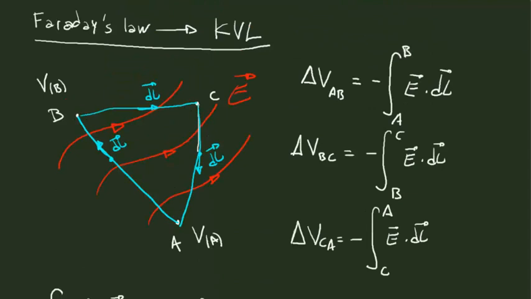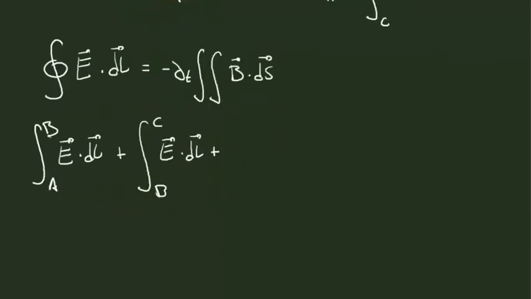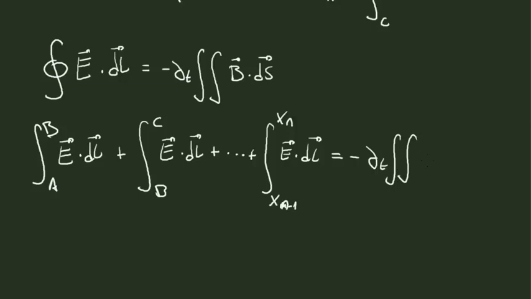In this example I only used 3 branches to close the loop, but clearly I could have used any number, potentially an infinite number, of branches. So I will generalize this to as many branches as you want, let's say from x(n-1) to xn. Those x's are just letters like A to B, etc. So the E dot dl, there you go, and this is still equal to minus the time derivative of the magnetic flux in the area we are enclosing with all those integrals.